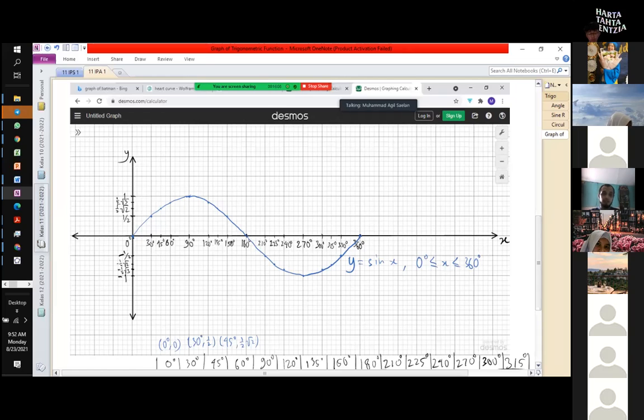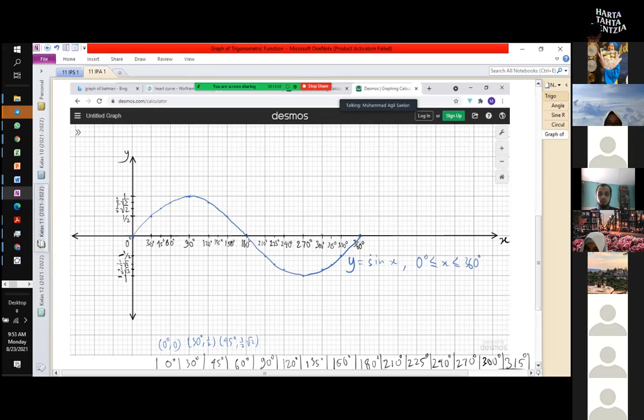So it starts from 0. If you go from 0 degrees to 360 degrees, it starts from 0 and then it goes up until 1 at x equals 90 degrees. And then it starts going down and it cuts 0 at 180 degrees, and then it continues to go down until -1 at 270 degrees, and then it goes up again until 360 degrees.